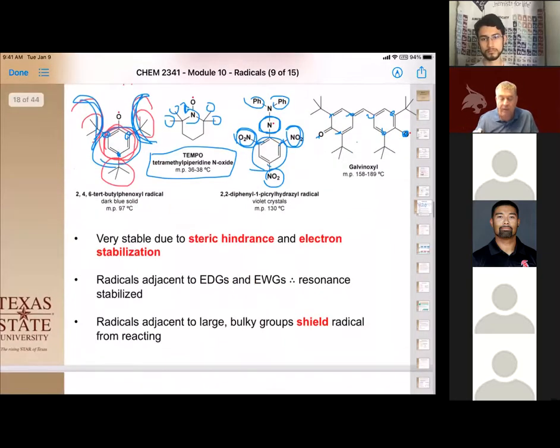So radicals adjacent to those big bulky groups are kept from reacting. Something has to come in just right to be able to get to that. And that's why these are really nice, cool, stable radicals in a bottle. You can imagine just sitting on the shelf, it'll stay stable there for years. Although most of the time, when other forms of radicals form, they just zip up and go away.